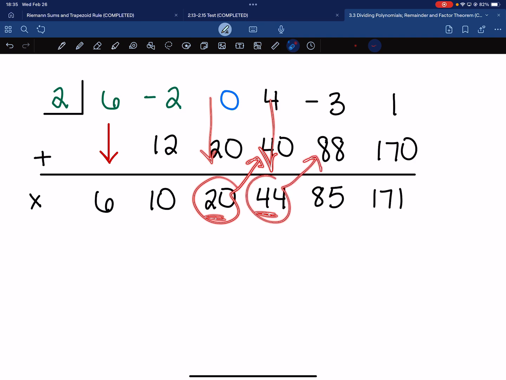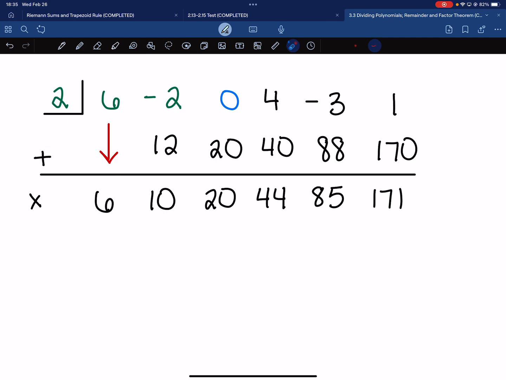Multiply by 2, answer goes diagonally. Add down, you get a new number. Multiply by 2, answer goes diagonally. And then add down, and you're done. Once you run out of numbers, you're done. Okay? Now, how do we get our answer from this?